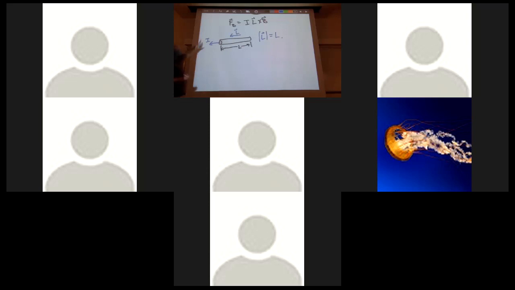Basically, we have to do that because our definition of current is a scalar quantity. So we have to introduce some other vector. This vector then is simply going to be the length vector, which is, again, pointing in the direction of the current. So this guy points in the direction of current. But again, its magnitude is equal to the length of the wire itself.